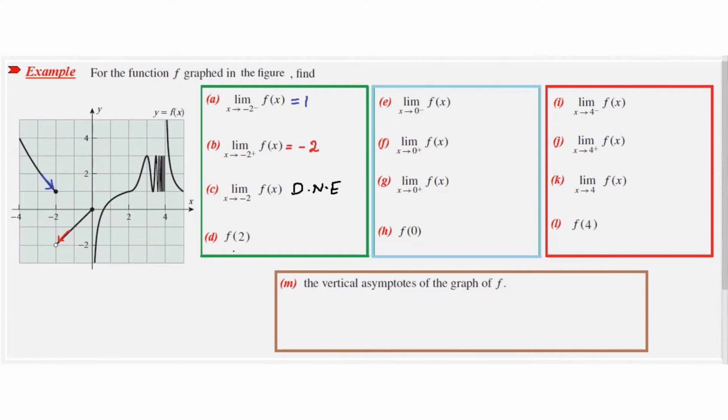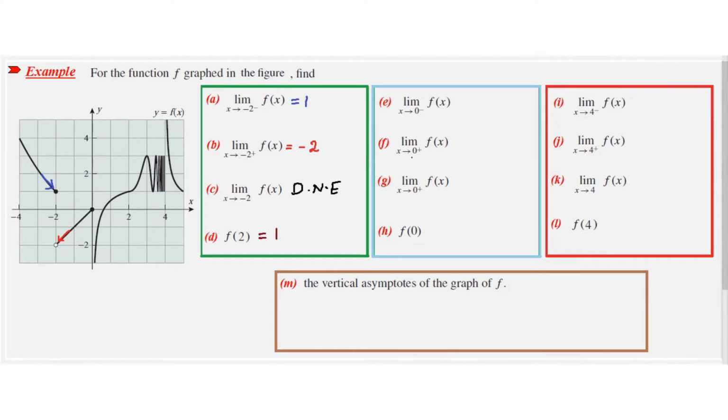And when we talk about f(-2) in part D, you have to take the closed circle. So f(-2) is defined and equals 1. We cannot take the value f(-2) equals -2 because it is an open circle here. So f(-2) equals 1.